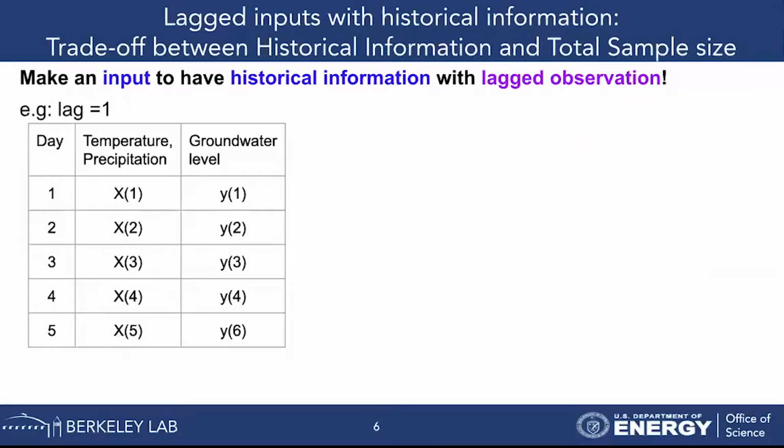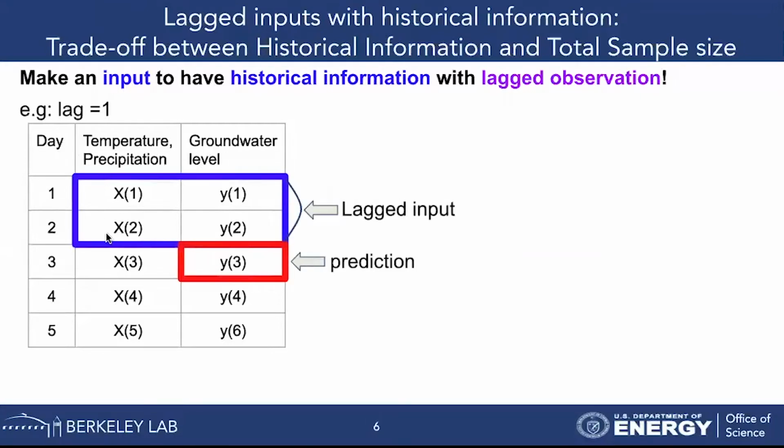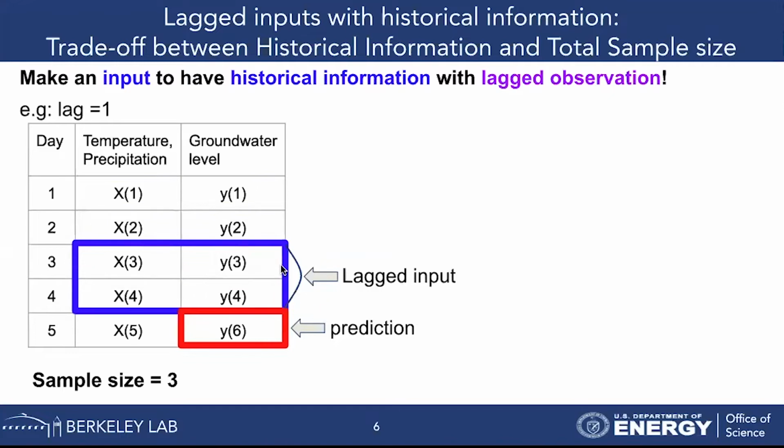Now let's look at how we use a time series data set. Because we use time series data, we should make an input to have historical information. We use a lag table to make an input have this information. So for example, we have 5 daily observations for temperature, precipitation, and groundwater level. And if we set lag as 1, we are going to use this lagged input to predict the next day. It means that on the current day, we use 1 day ago historical information to predict the next day. It means that we are going to have a total input size of 3 for the neural network.